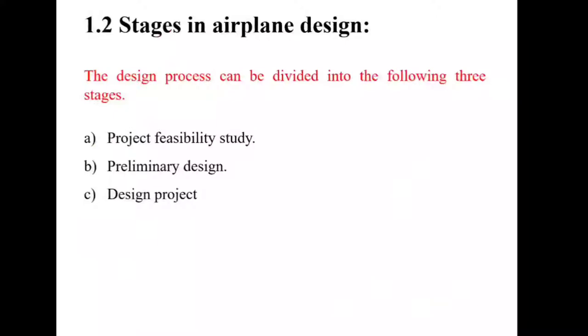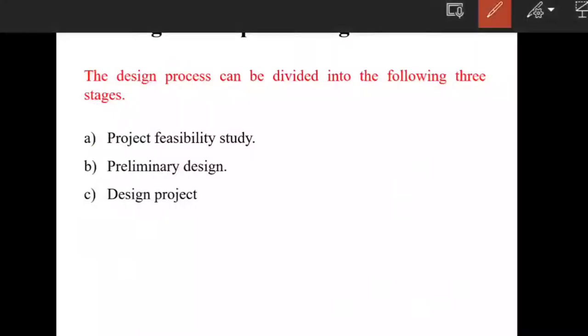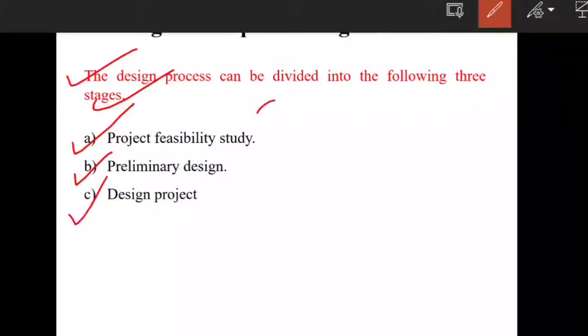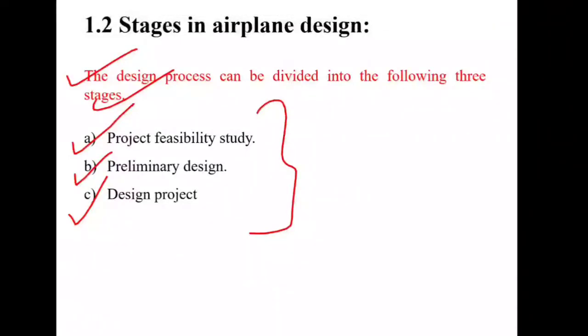Next is about the stages in the airplane design. Actually, the design process is divided into three stages. Which three stages? The first one is project feasibility study. Second one is pre-study design, and third one is design project. So guys, these are the stages of the design process you should be aware of. Then you can start designing the aircraft. Otherwise, designing an aircraft is not a simple task. I hope you understand that the stages of airplane design are required.